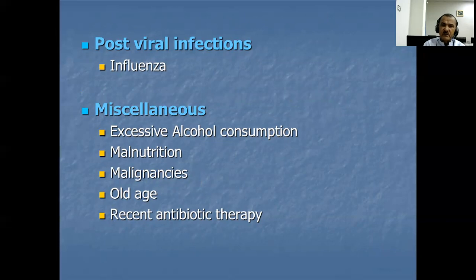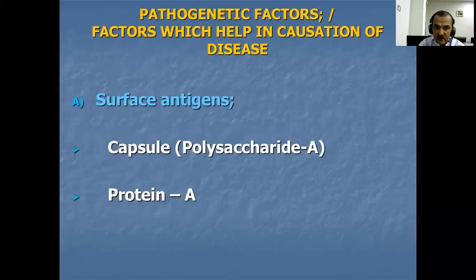Post-viral infections, influenza infections. In case of miscellaneous infection: excessive alcohol consumption, malnutrition, malignancy, old age, and recent antibiotic therapy. Pathogenetic factors, factors which help in causation of the disease. What are the factors which lead to Staphylococcus aureus infection?